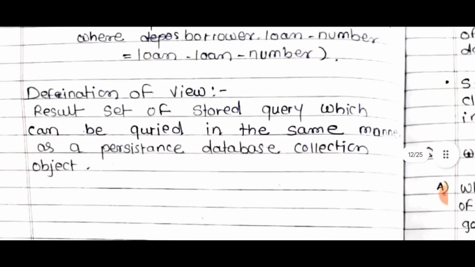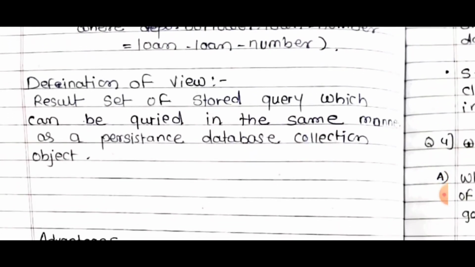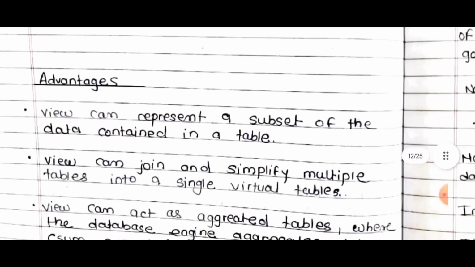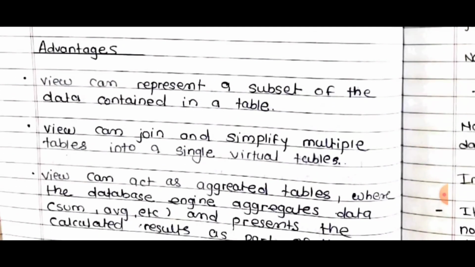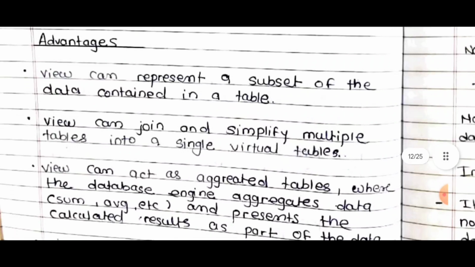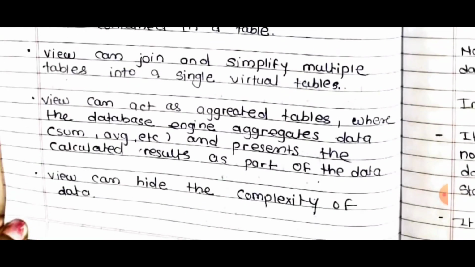Union query. Definition of view: result set of a stored query which can be queried in the same manner as a persistent database collection object. Advantages of view: view can represent a subset of the data contained in a table. View can join and simplify multiple tables into a single virtual table. View can act as aggregated tables where the database engine aggregates data, sum, average, etc., and presents the calculated results as part of the data. View can hide the complexity of data.